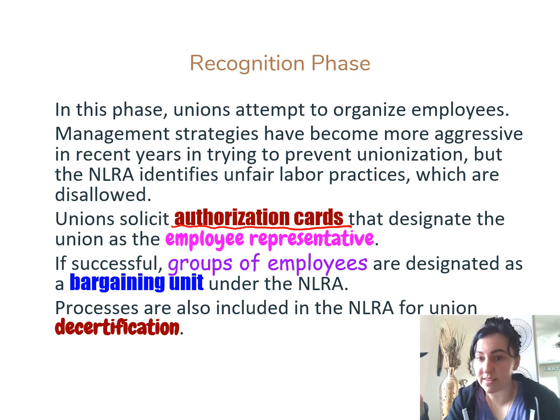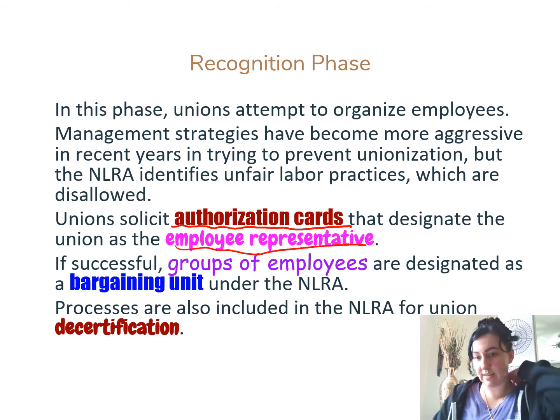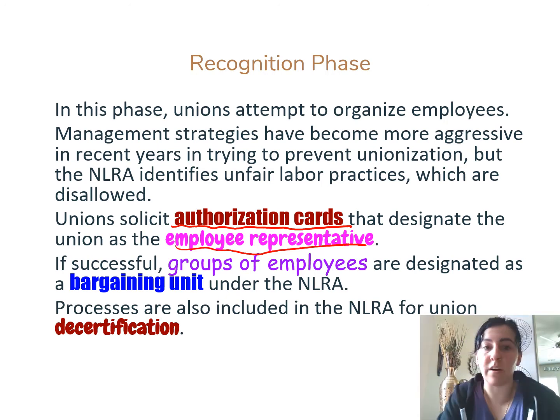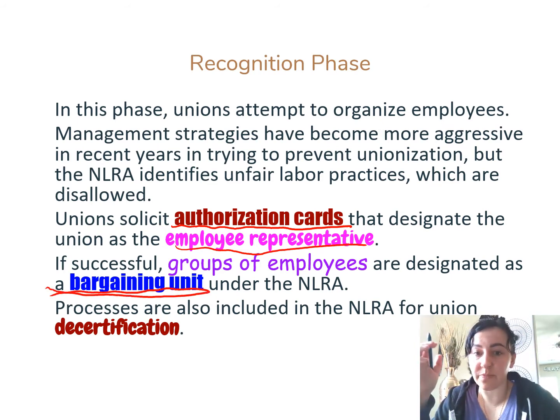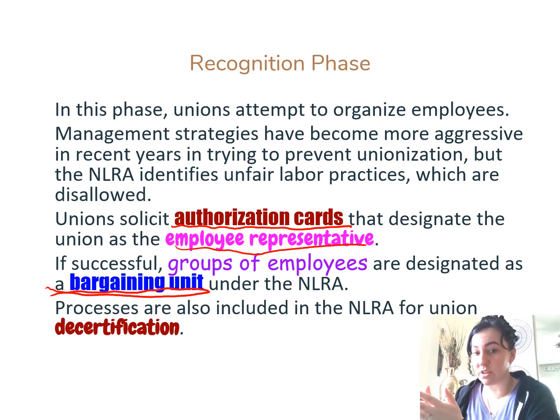So when you fill out this card, it says that you designate the union to act as your employee representative. If you're successful, then the groups of employees are designated. You elect a group of employees to be designated as your bargaining unit. This bargaining unit is given the power under the NLRA, the National Labor Relations Act, and they're the ones that are going to be bargaining with your managers.